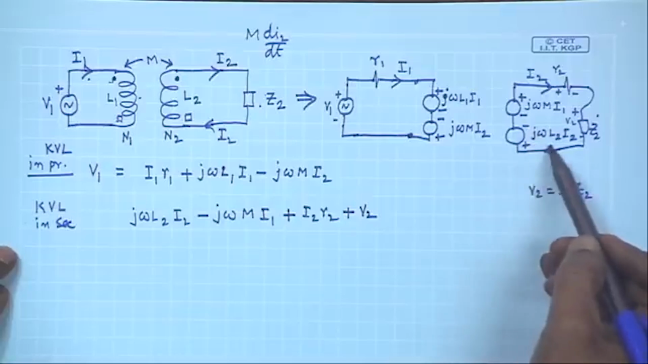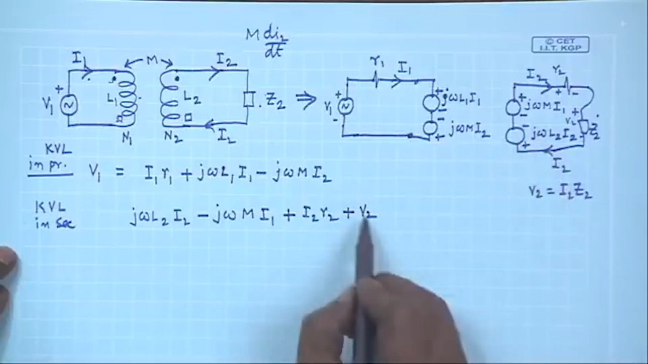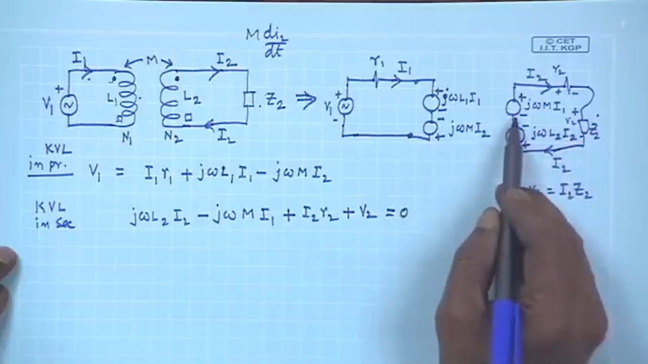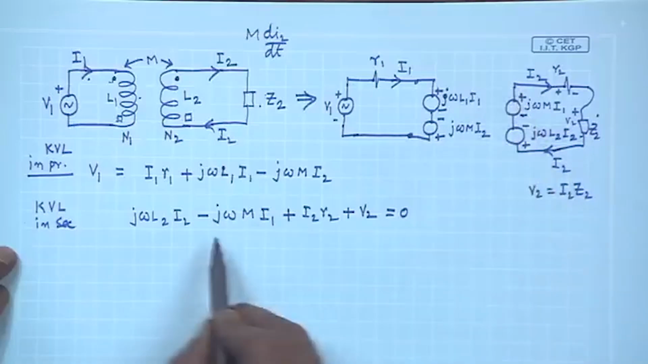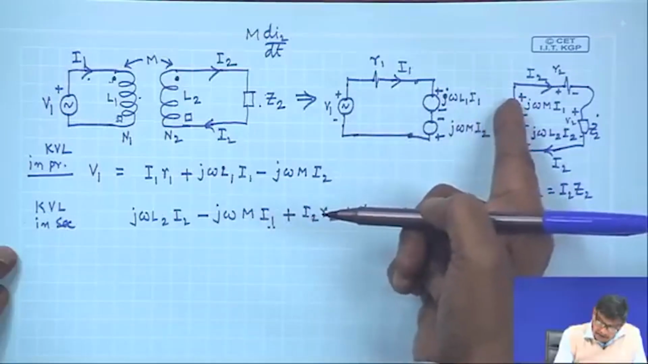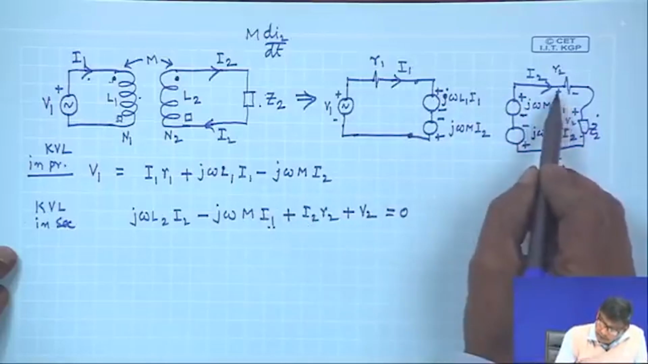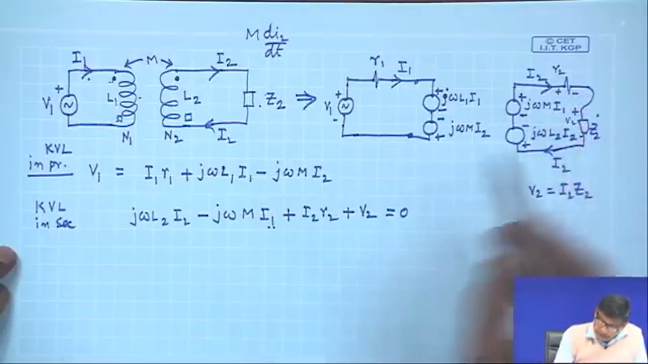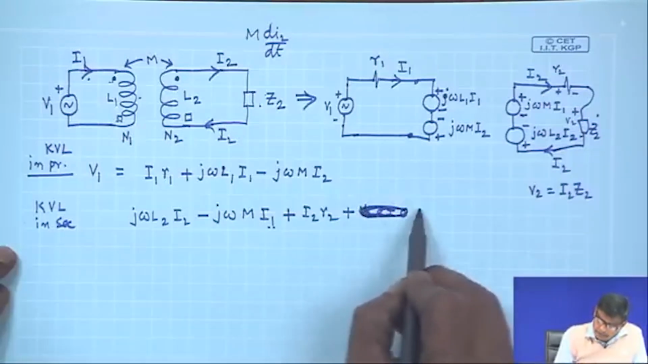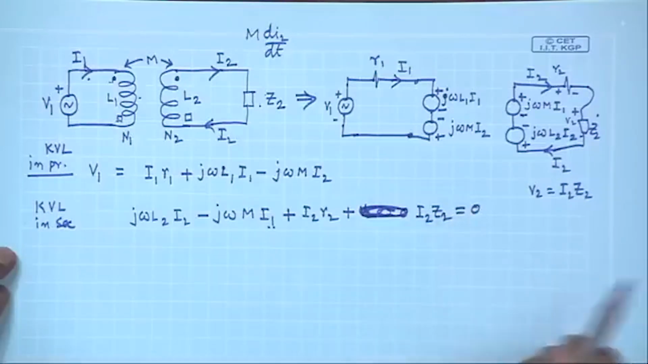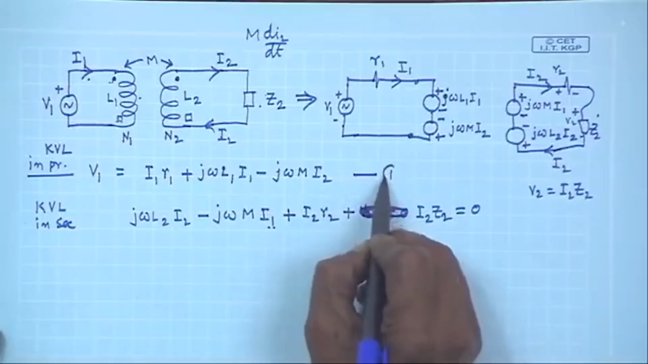Plus to minus, if I am going, and this is equal to 0. Let us write plus there. So j omega L 2 I 2, plus j omega M I 1, because of this coil current there is an additional voltage here, then plus I 2 R 2, once again plus to minus, and plus to minus V 2, and this V 2 is of course I 2 into Z 2. I can write like that, is equal to 0, that is all. So these are the two basic equations 1 and 2.